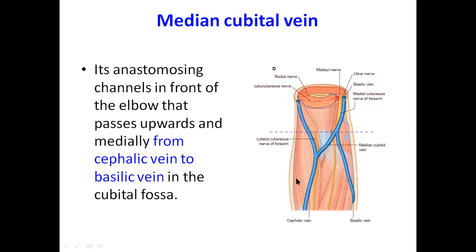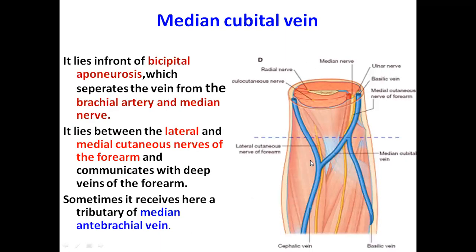So it is an anastomosing channel in front of the elbow that passes upwards and medially from the cephalic vein to the basilic vein. This is the direction. It is passing upwards and medially from the cephalic, which is lateral, to the basilic, which is medial. Then the direction of the blood vessel also will be asked. So it should be very clear that it is moving from the cephalic vein to the basilic vein, upwards and medially, near to the midline.